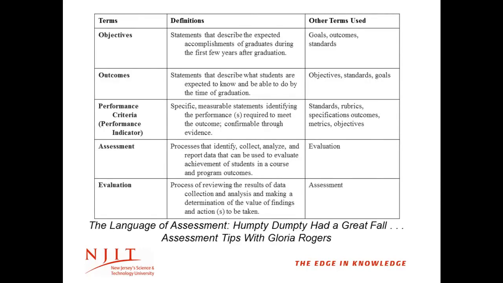So there's an article called The Language of Assessment, and these are some tips by somebody by the name of Gloria Rogers. She has talked about objectives, but we're talking about outcomes here. And this is an example of a student outcome. The students will describe what is expected to know and to be able to do by the time of graduation. And then you're going to have to determine some sort of performance indicator.